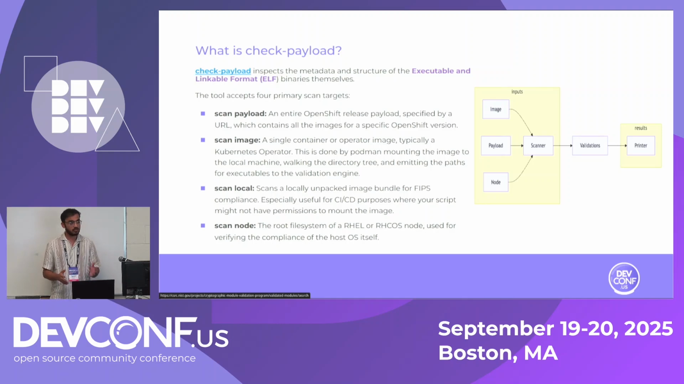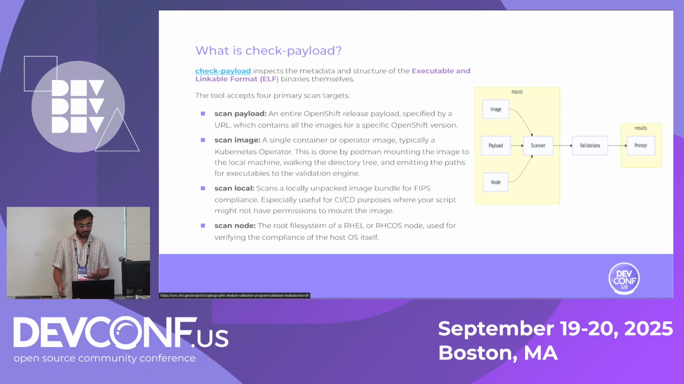So operators, for those who aren't aware, I like to think of them as a robot that can help you install, manage, and sometimes maybe even fix your application on a Kubernetes cluster. Again, I'm trying to put it in very simple terms. In essence, it's a container image, but it points to other container images inside it. So that's an operator. The scan image command essentially uses podman to mount the image on your machine, and then again it walks the directory tree and emits the paths for executables to the validation engine.